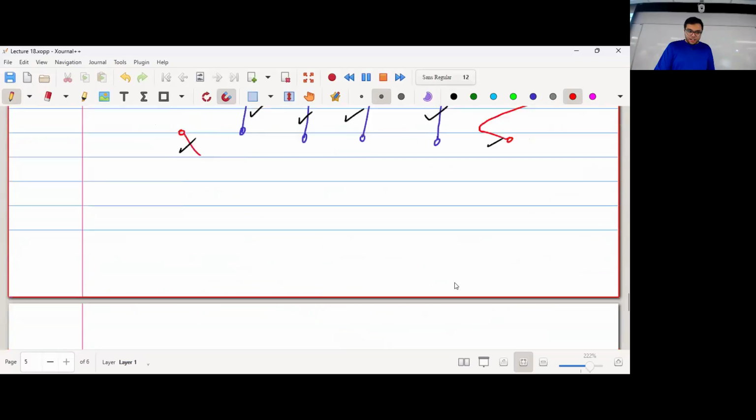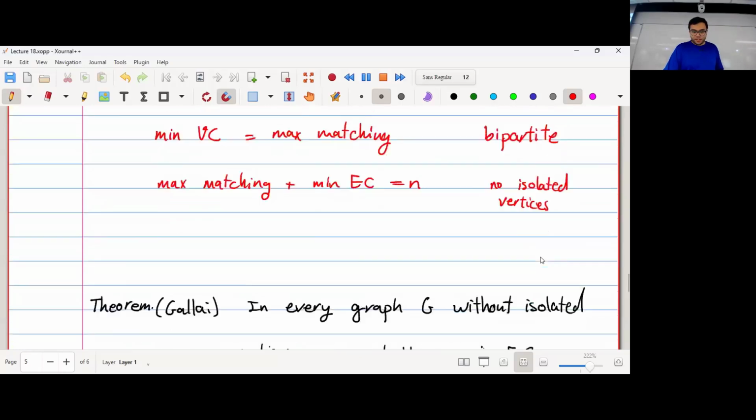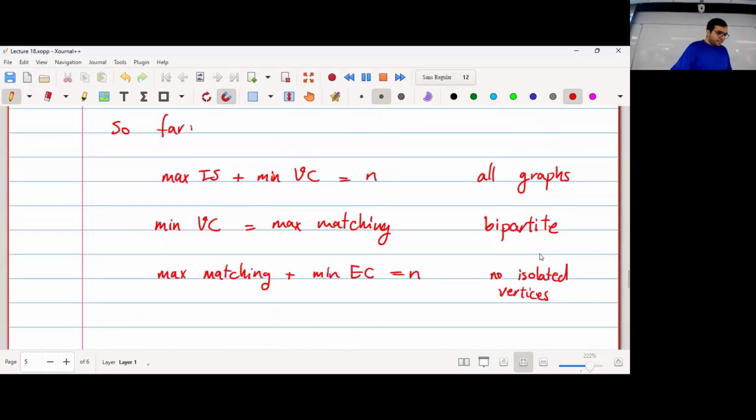Okay. So putting both of these things together, we have Gallai's theorem, which says that in every graph that doesn't have isolated vertices, maximum matching plus minimum edge cover is equal to N. Great.